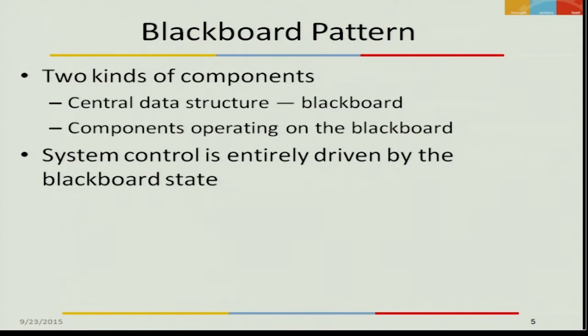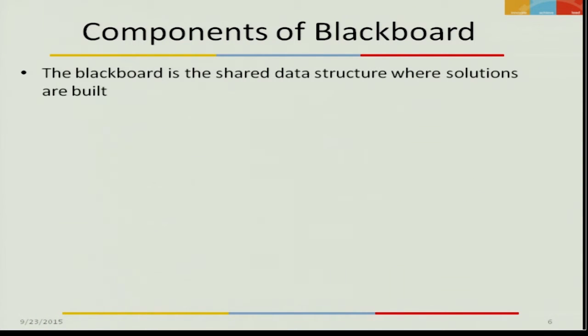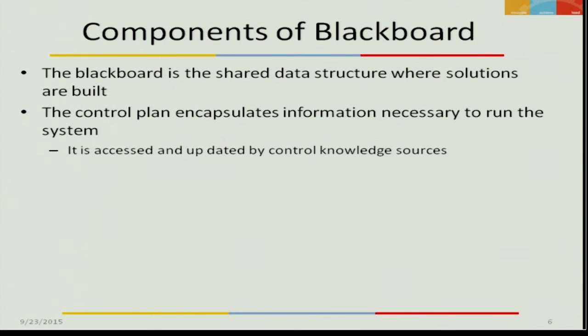So the Blackboard architecture pattern has basically two main components. One is the central data structure, which is called the Blackboard, and there is a set of components which operate on the Blackboard. So system control is entirely driven by the Blackboard state. Let's look at these components in detail. As I said, the Blackboard is the shared data structure where the solutions are built and even partial solutions are kept. Then there is a control plan that encapsulates the information required to run the system.